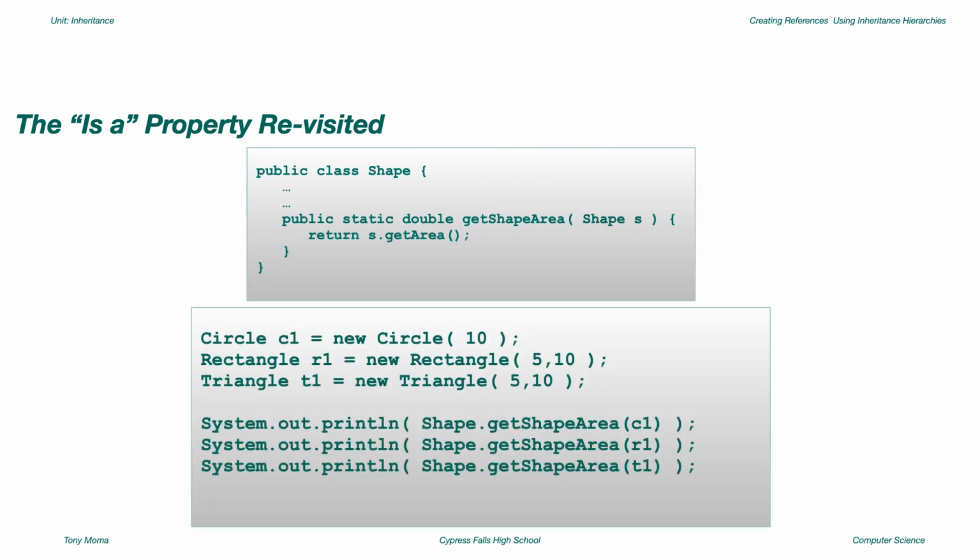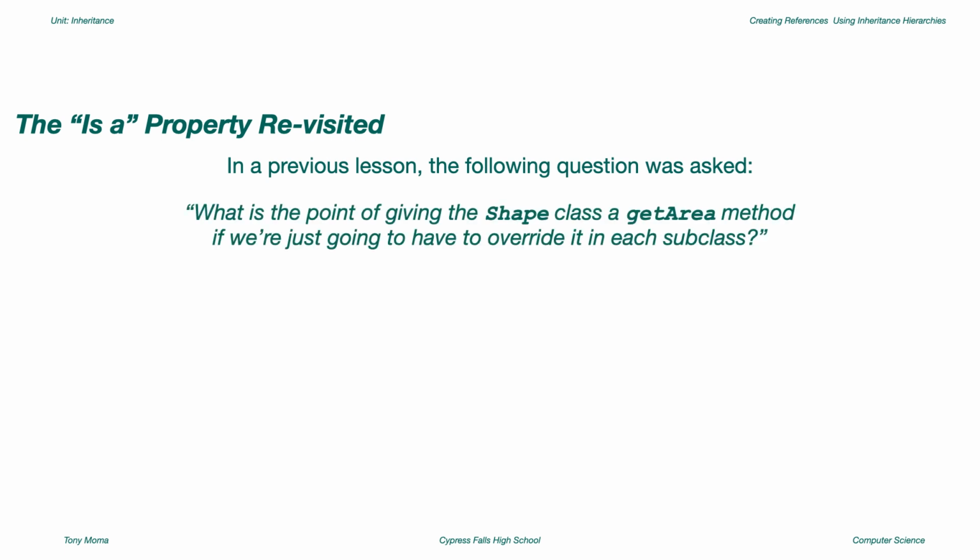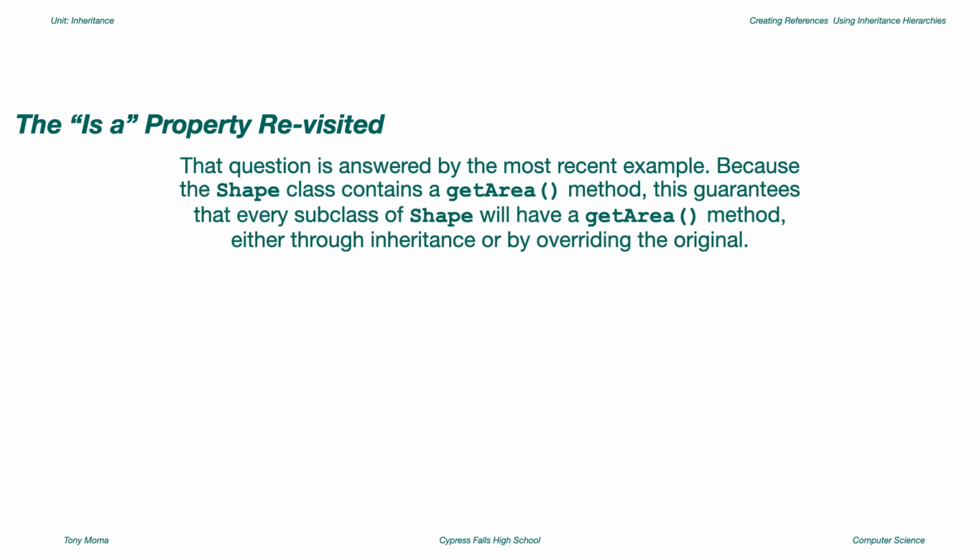Henceforth, when I go to the main program and define a circle object, a rectangle object, and a triangle object, all three of those variables can be passed as parameters to the getShapeArea method because they all extend the shape class. In a previous lesson, the following question was asked. What is the point of giving the shape class a getArea method if we're just going to have to override it in each subclass? That question is answered by the most recent example.